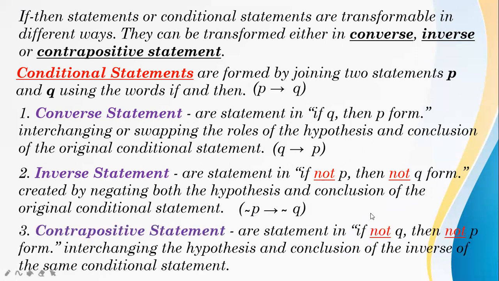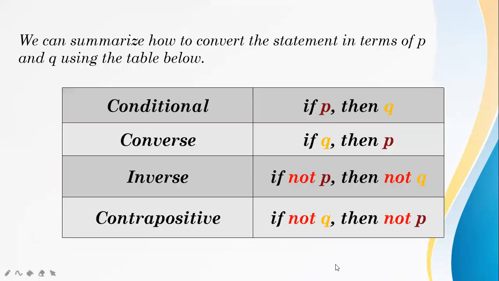Contrapositive statements are statements in if not Q, then not P form, interchanging the hypothesis and conclusion of the inverse of the same conditional statement. So, if not Q, interchanging the hypothesis and conclusion of the inverse. So we are talking about the inverse of the same conditional statement. So we have the symbol not Q, then we have not P.